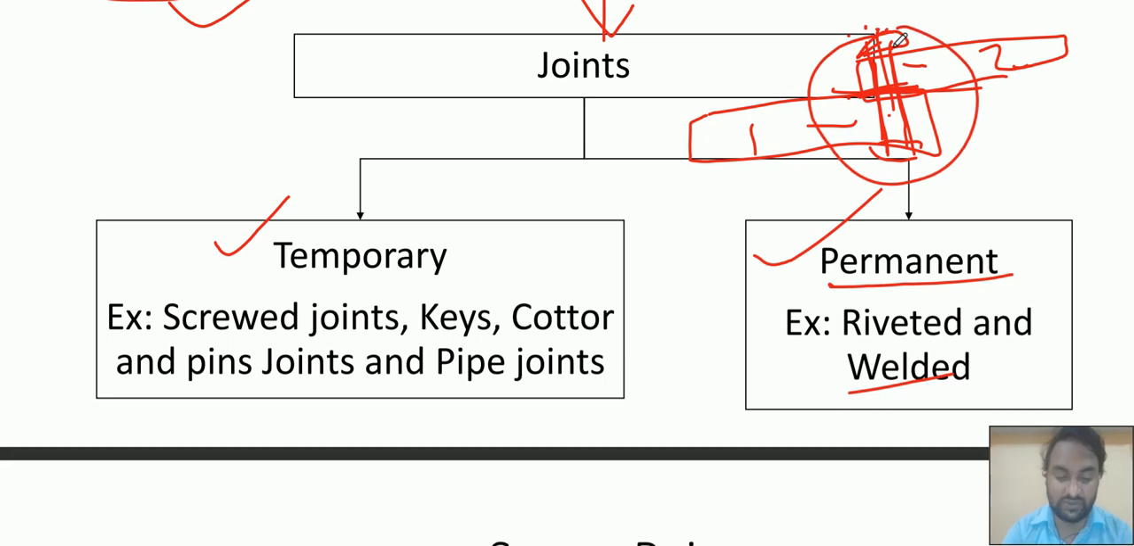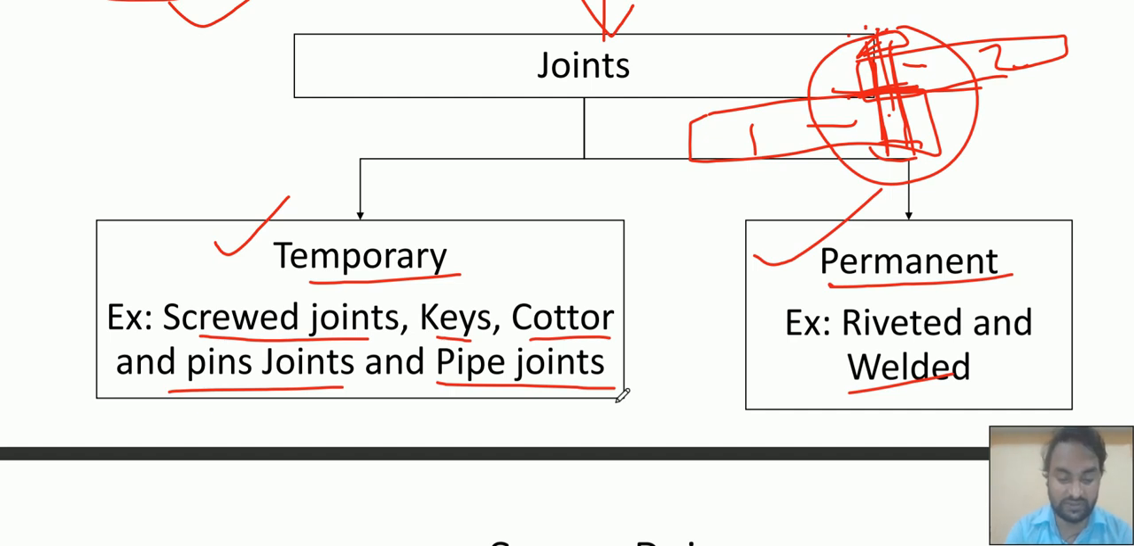This is why it is also called a permanent joint, because it is permanent; we cannot disassemble it. Another one is temporary joints, where we use screw joints, keys, cotters, pin joints and pipe joints. These joints are either temporary or semi-permanent, and in little time and with a small amount of force, we can disassemble them.